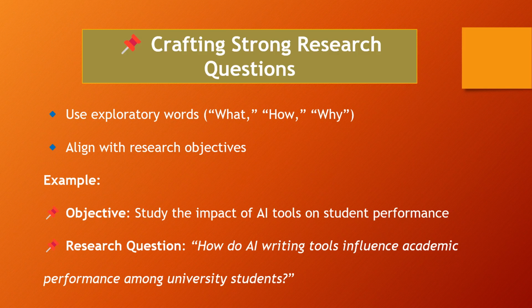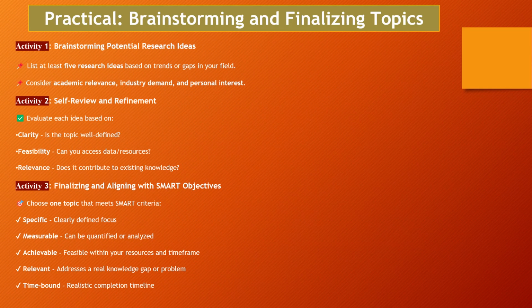So we have actually come to the end of topic selection when it comes to research writing. And I want us to brainstorm on some questions, to see if we actually assimilate what has been taught. So this is your take home assignment. Your activity is just list at least 5 research ideas based on trends or gaps in your field. That is that field of interest you have.